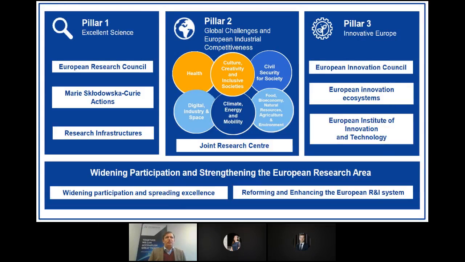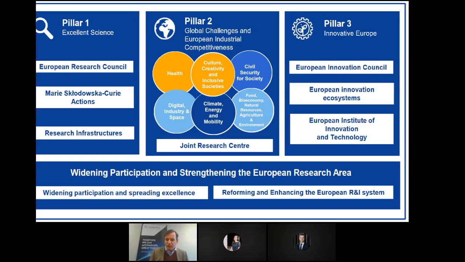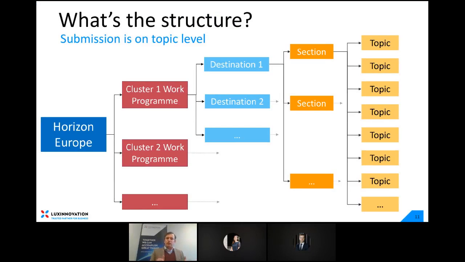So, going back, just a quick reminder of the structure of Horizon Europe. I have mentioned the clusters as the top-down area for funding, and I just want to give you a very quick explanation of the structure of Horizon Europe. It's very similar to what was also the case of Horizon 2020.